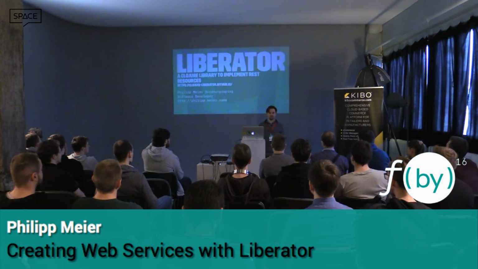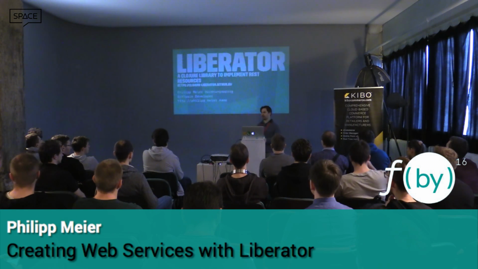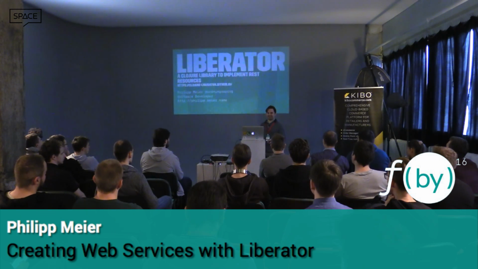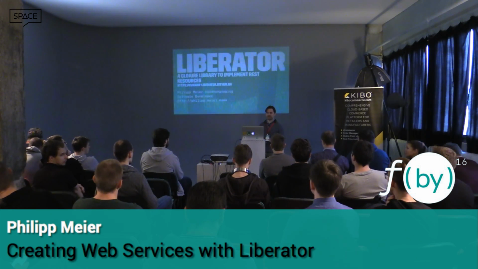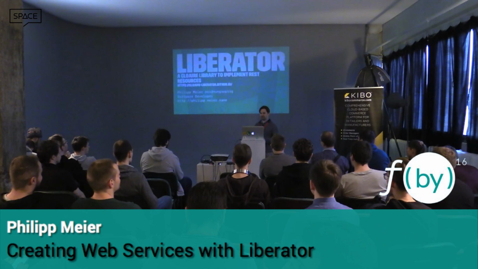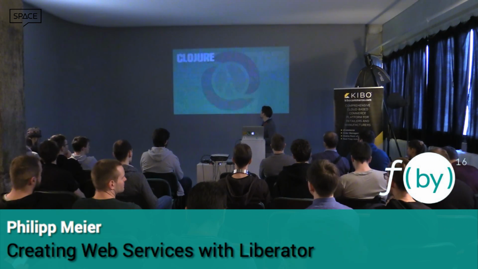Liberator is a Clojure library to implement REST resources, so REST in the HTTP sense of REST. I know this is a very complicated term nowadays. But anyways, I will show how this is done in Liberator. And a warning ahead: Liberator is opinionated, so it's not about HTTP RPC-style APIs. But anyways, let's start. Liberator is implemented in Clojure.